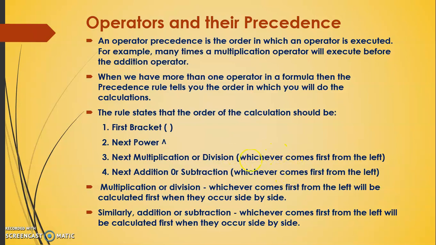You can see over here, first brackets are operated, then next comes the power. Okay, power sign is written like this in computer language. Next comes the multiplication or division, whichever comes first from the left, मतलब जो पहले आ जाएगा. And then addition or subtraction, whichever comes first from the left. Whichever comes first from the left means calculated first when they occur side by side. This will be more clear when we will see one example.